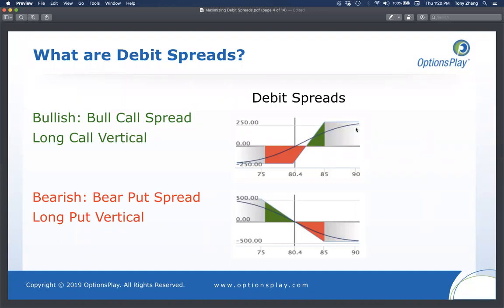So when we talk about debit vertical spreads, there are two types: one is a bullish spread, one is a bearish spread. They're relatively easy to remember because they match calls and puts. A bull call spread is bullish, a bear put spread is bearish. Those are the two strategies we're going to break down today, going over each one separately.